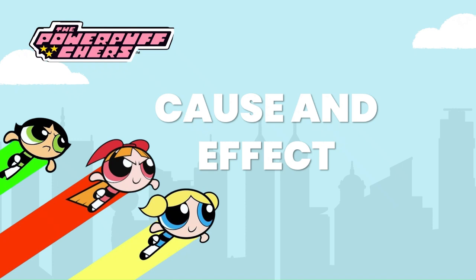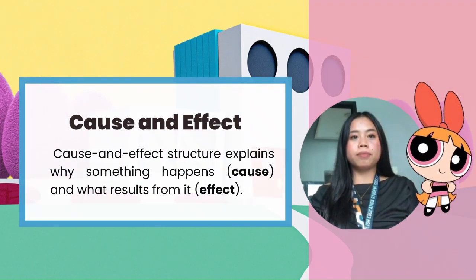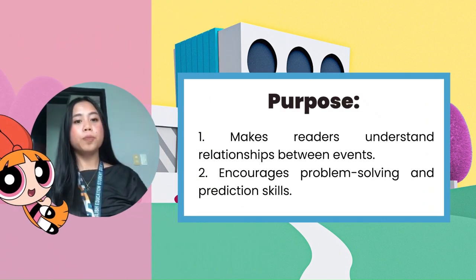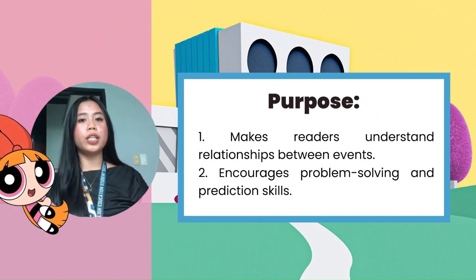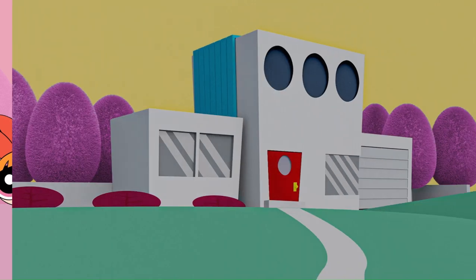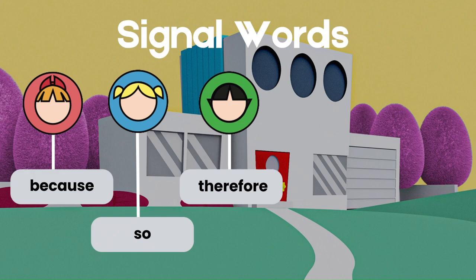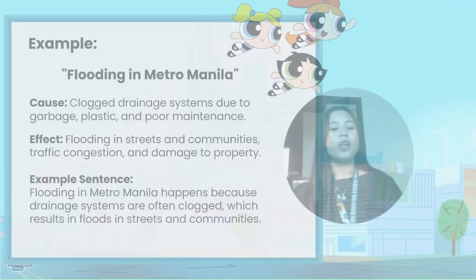Now for the third structure of expository text, we have cause and effect. Cause and effect structure explains why something happened, or the cause, and what results from it, or the effect. Its purpose is to make the readers understand the relationship between events. It encourages problem solving and prediction skills. Signal words that are commonly found in this type of structure are because, so, therefore, as a result, leads to.